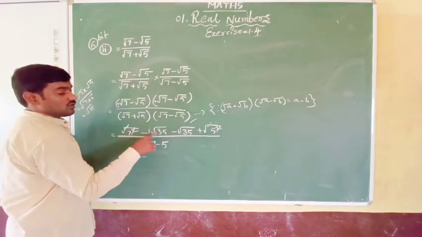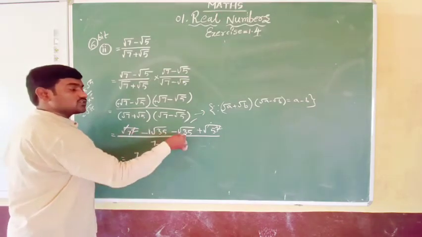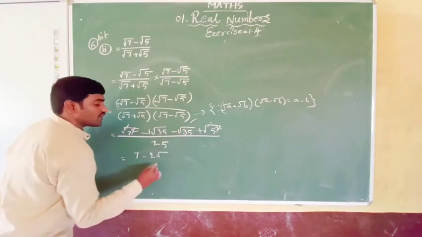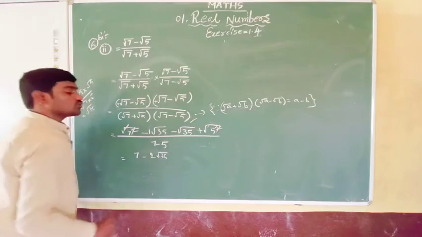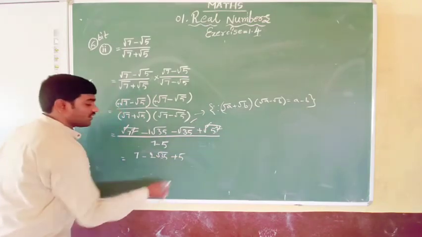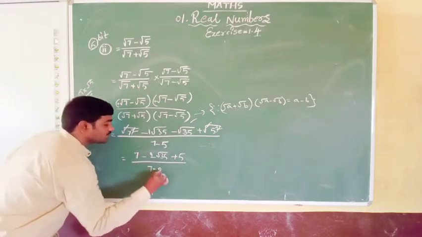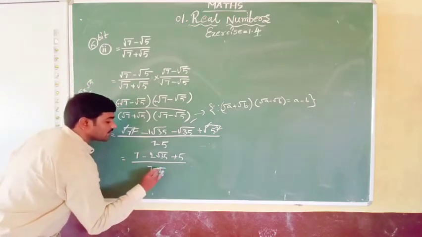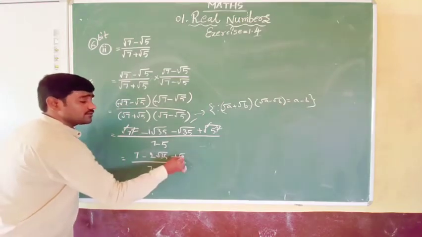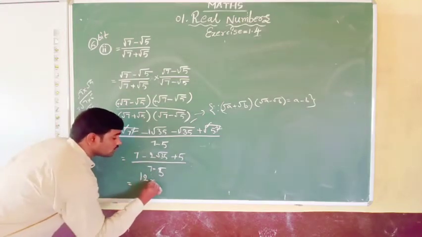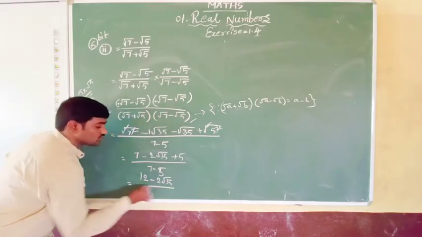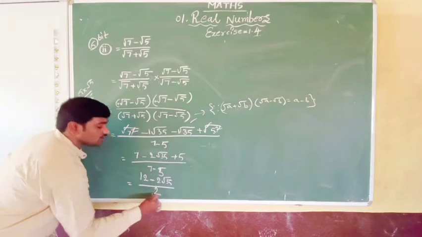How many root 35s are there? Only 1. Here also only 1. So minus 1 root 35 minus 1 root 35 is minus 2 root 35. Here square and square root get cancelled, so you get 5. In the denominator, 7 minus 5. So here 7 plus 5 is 12, 12 minus 2 root 35 by 7 minus 5, which is 2.